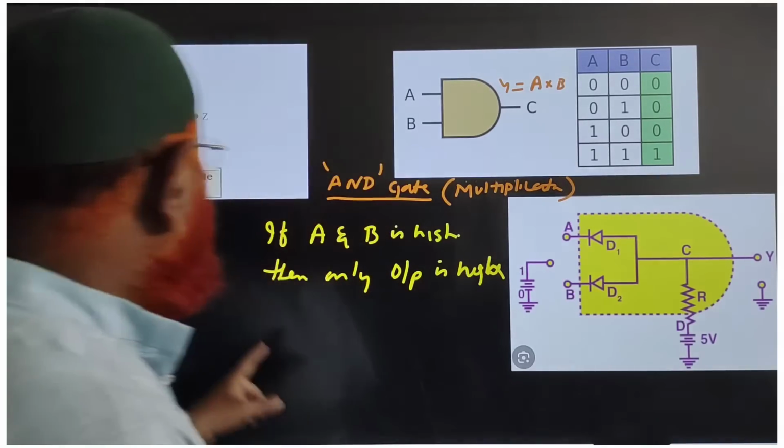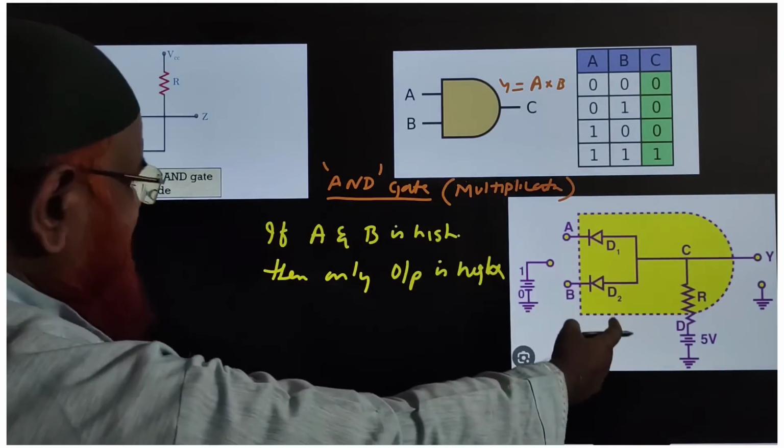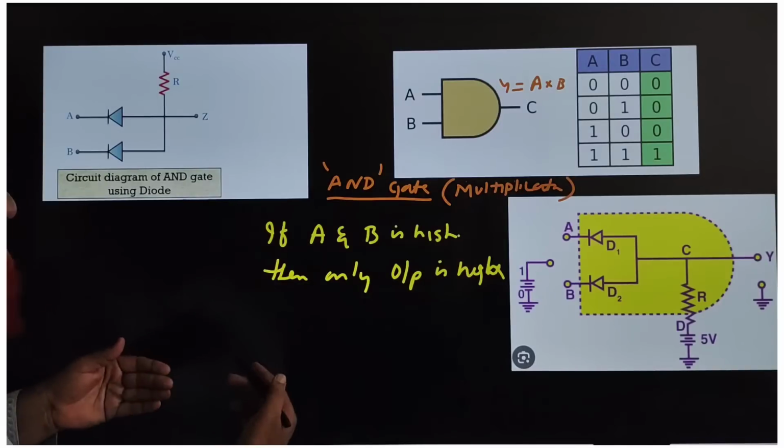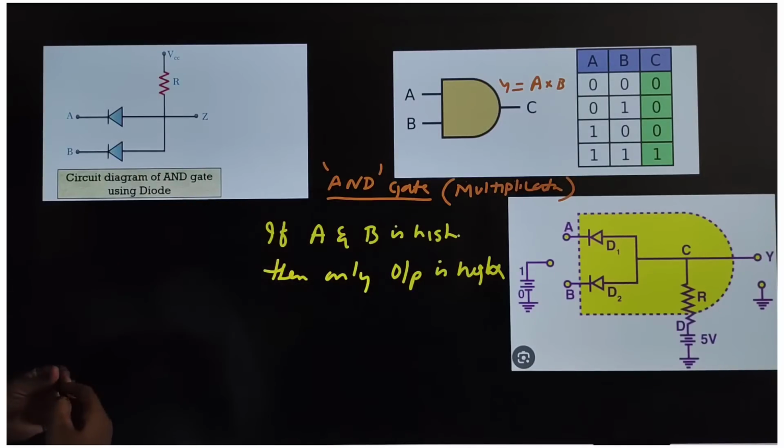In that, what are present? There are two diodes. We can put them like this also, like this also. Two diodes which are in the reverse direction. Okay.